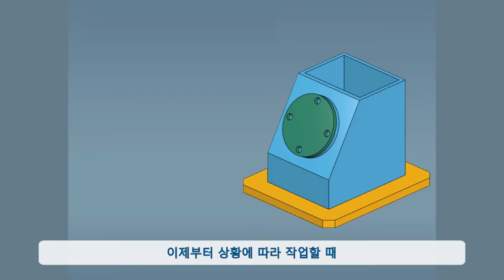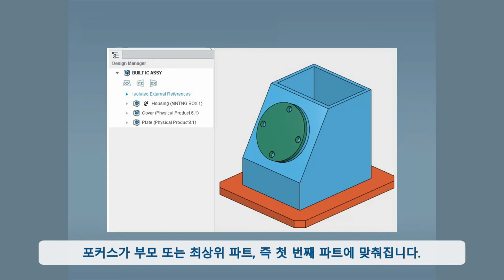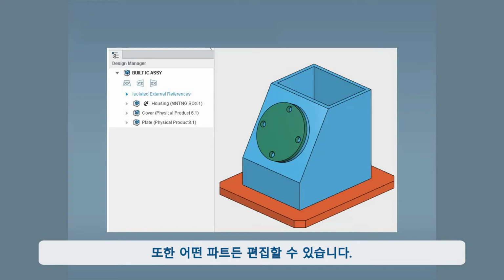Let's discuss an important aspect of working in context: editing and focus. By default, when you open or create an assembly, the focus is on the parent or top level component, the first one listed. With the focus on it, it's active and can be edited. But any of the components can be edited.